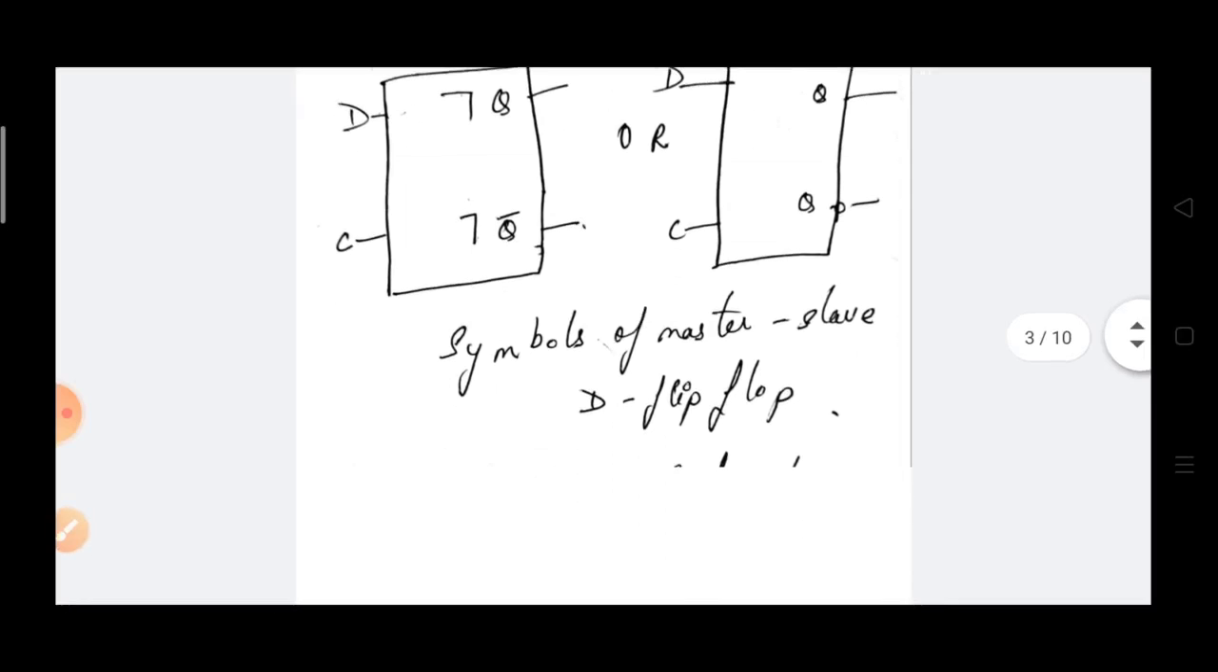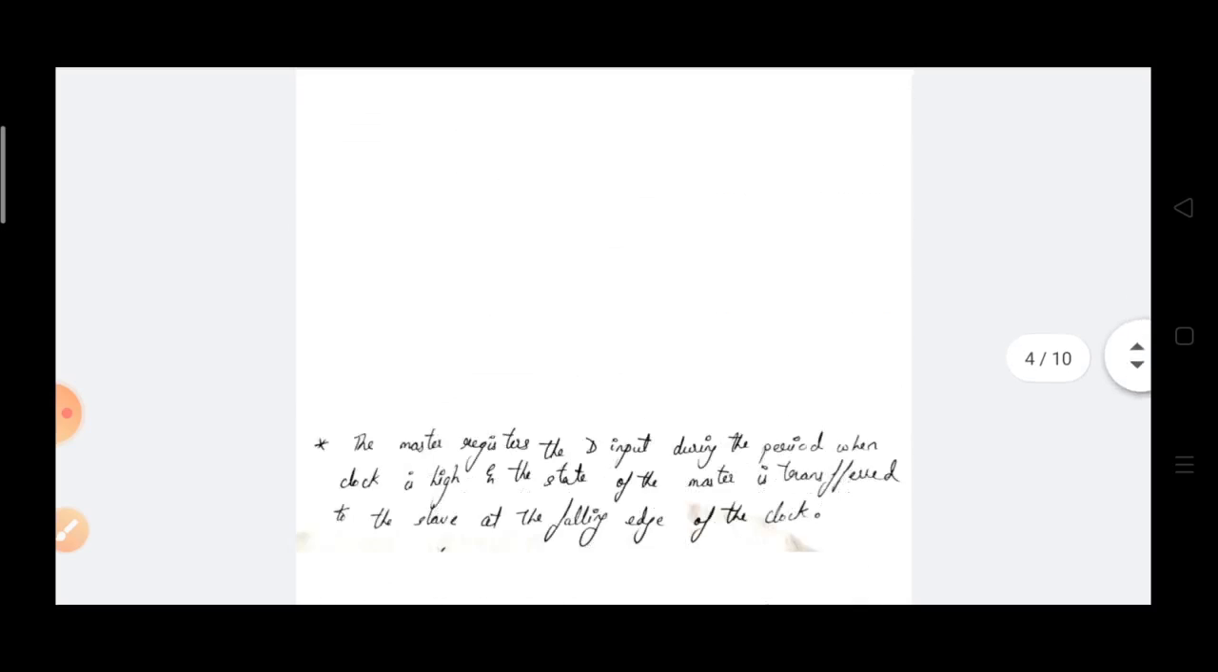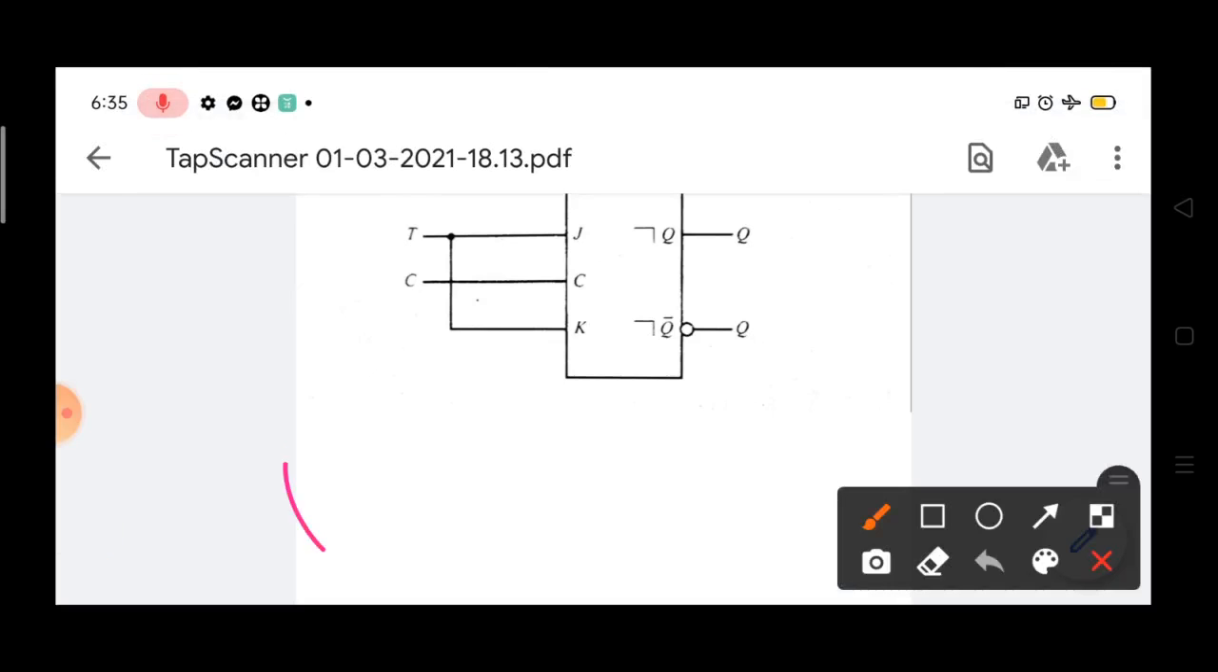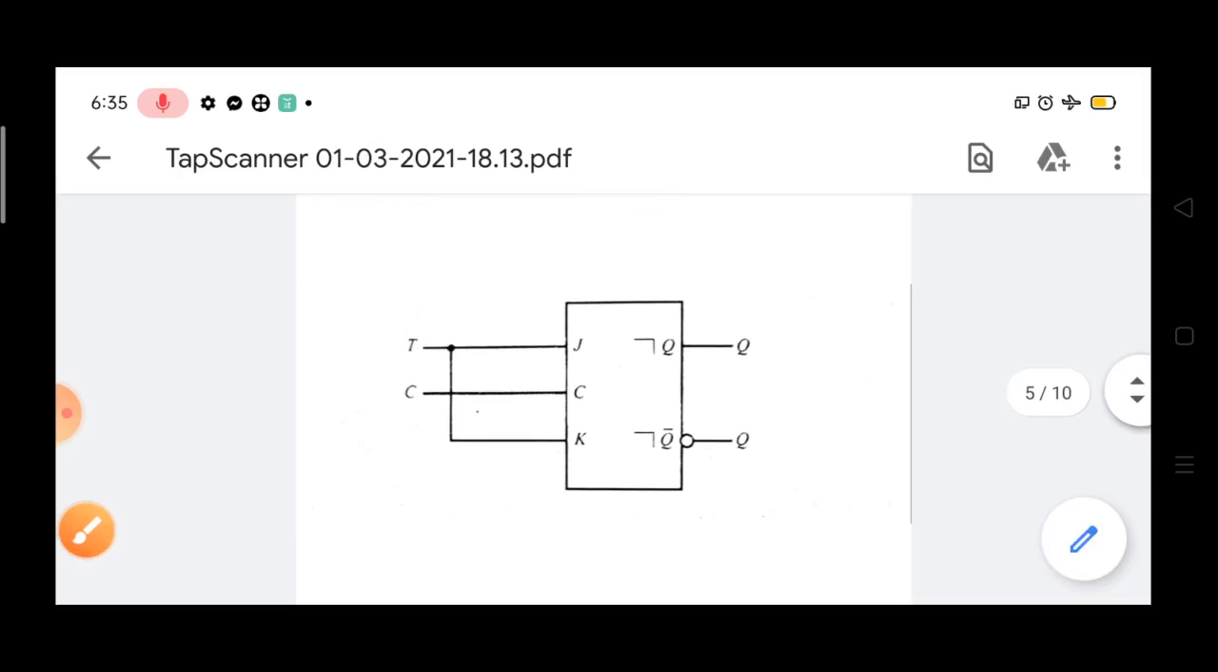Now next is the T flip-flop. Like the D flip-flop, which we configured from the SR master slave flip-flop, we can configure a T flip-flop. See, this is a T flip-flop. Here we can configure the T flip-flop using our basic master slave JK flip-flop.